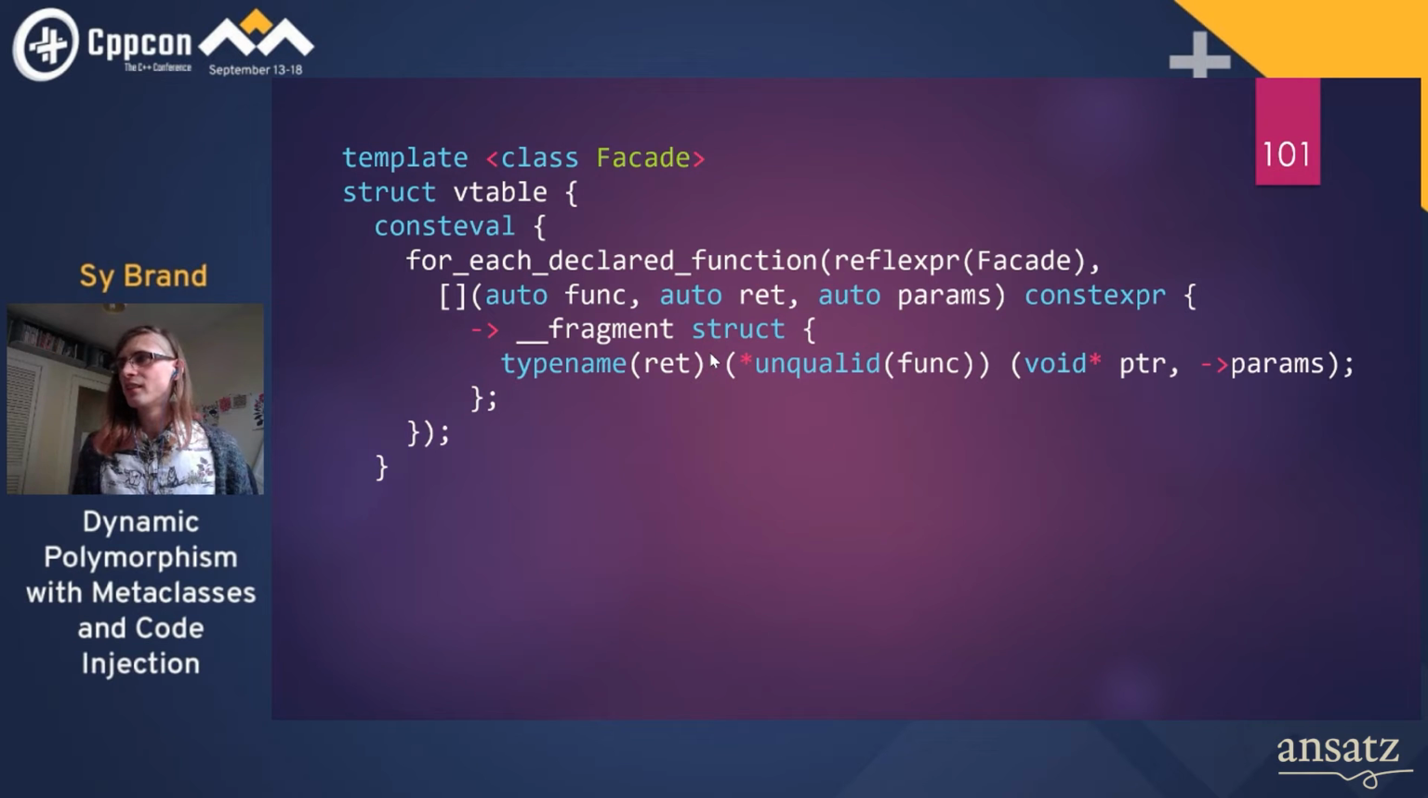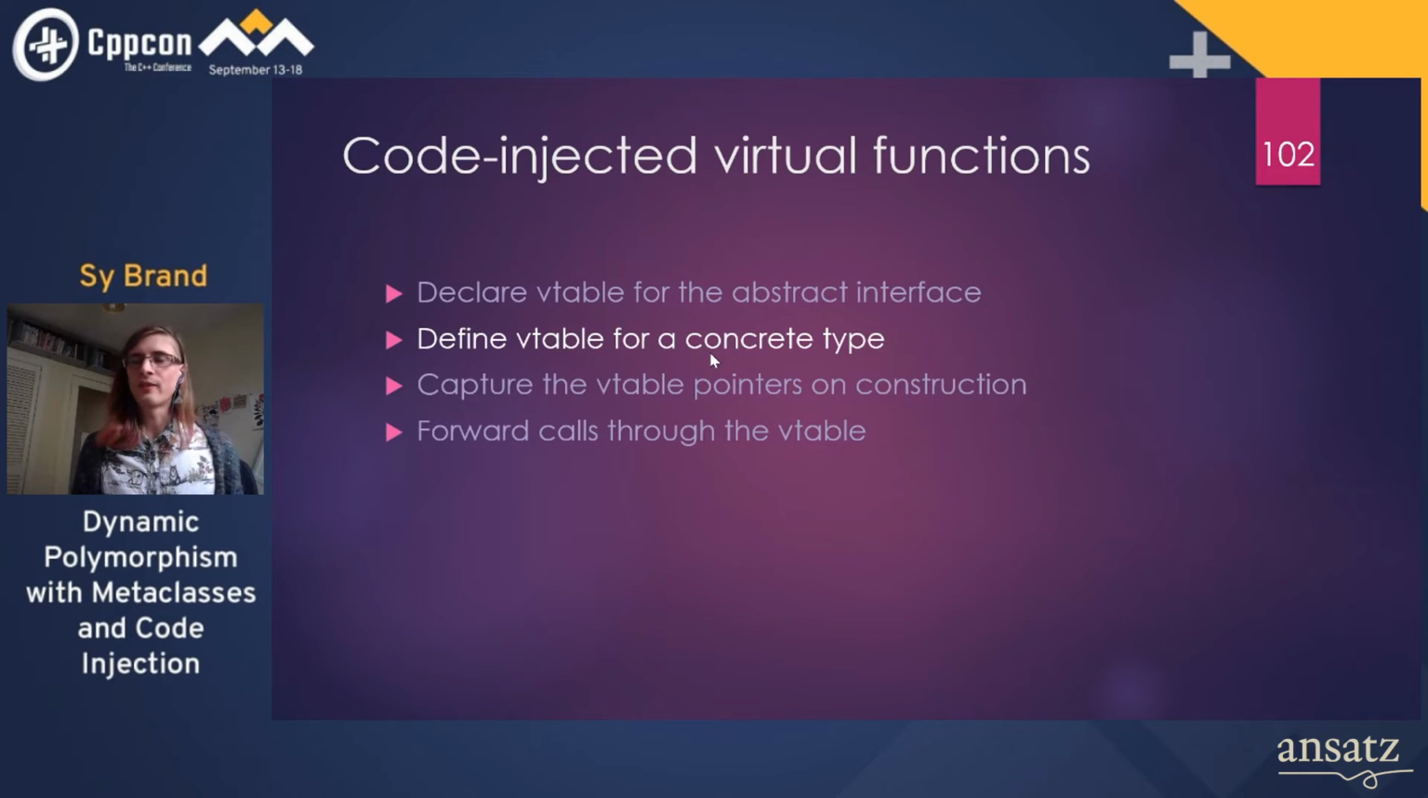I'm going to come back to that once I finish this train of thought. So this is our generic version of our Vtable. For every function which is declared in the facade, we're going to generate a function pointer. Now we're going to define our Vtable.